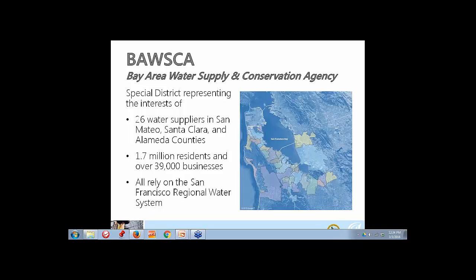Their service area covers most of the peninsula and the coast up until the San Francisco Public Utilities Commission service area, SFPUC, and covers the East Bay also up until the East Bay Municipal Utility District service area. BAWSCA's service area encompasses roughly 1.7 million residents and over 39,000 businesses, all of which rely on the San Francisco Regional Water System, which we'll see in the next slide.